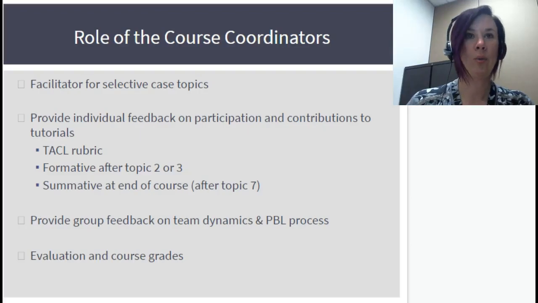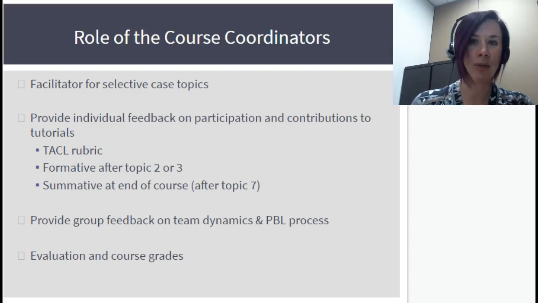The course coordinator in Pharm 523 or 533 may be the case facilitator for select topics that are within their area of expertise. The course coordinator will be responsible for assessing participation in the course. For participation, students are expected to contribute to the team learning by completing their portion of the team workload on time and contributing to group discussion with an appropriate quantity and quality of online discussion posts.